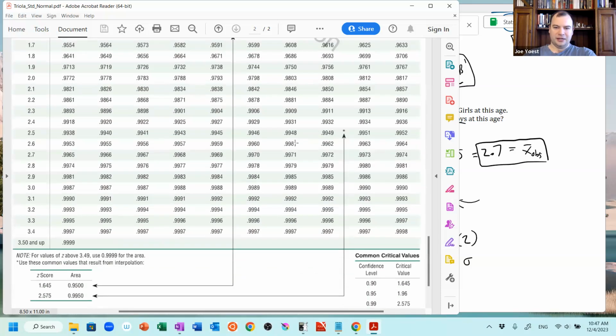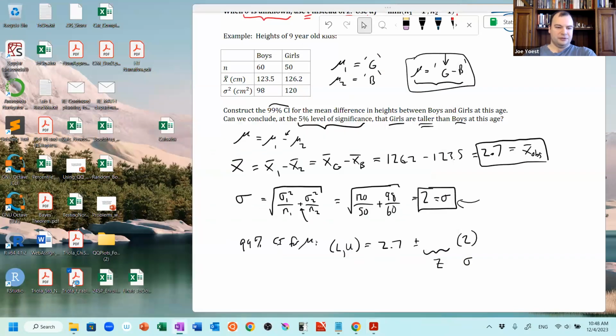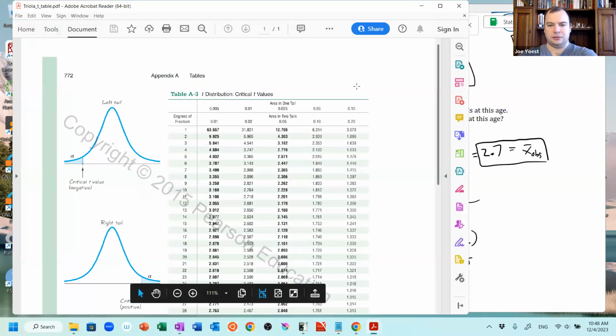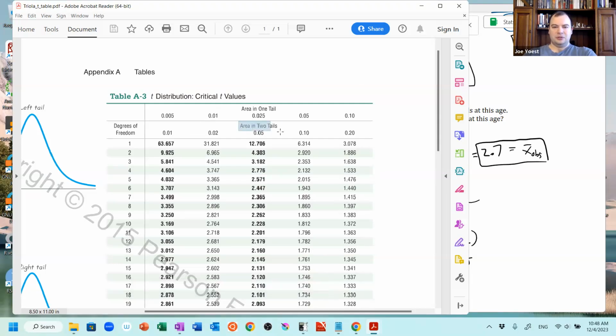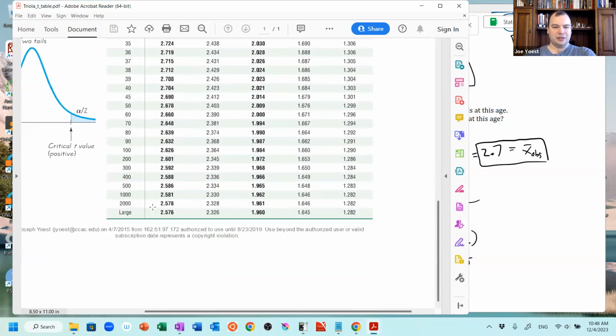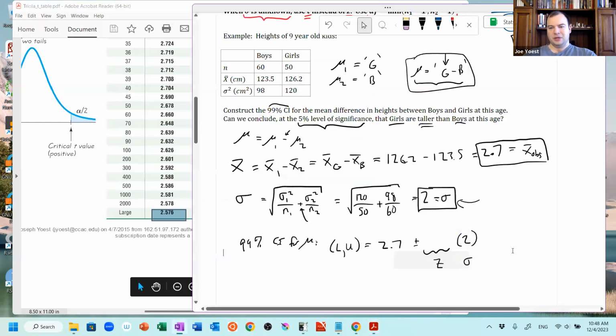So I'm looking for 0.995, and I see that's one of these special cases, 2.575. I could alternatively go to my t-table, look up two-tail area of 1%, but I don't want t, I want z. But remember, if we go all the way to the bottom, that gives us z, 2.576. So we'll just say 2.58 for our z number.